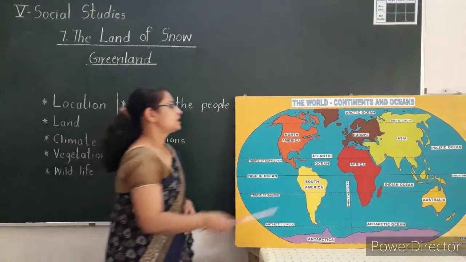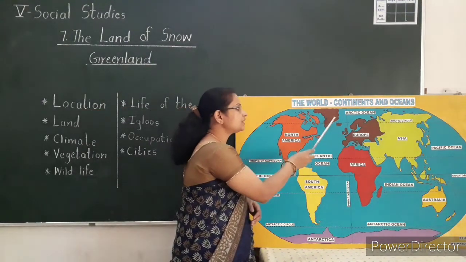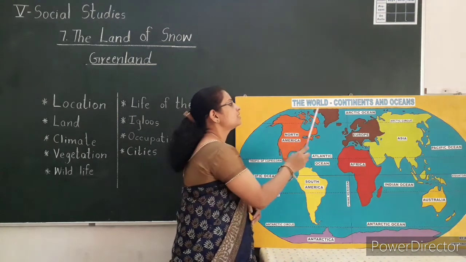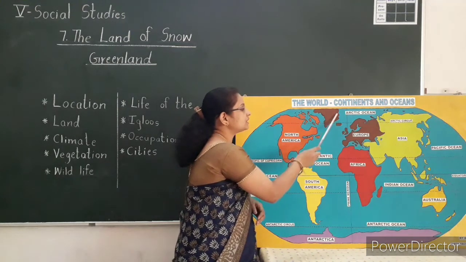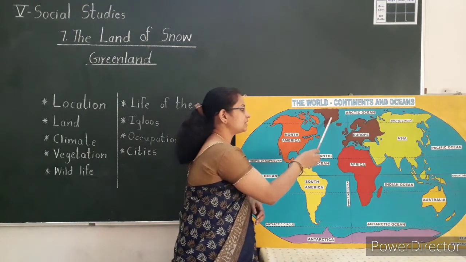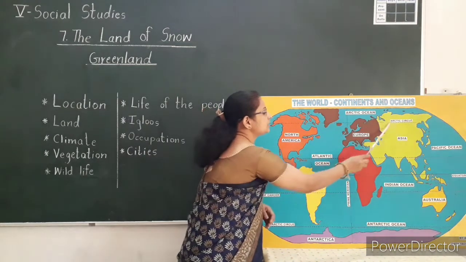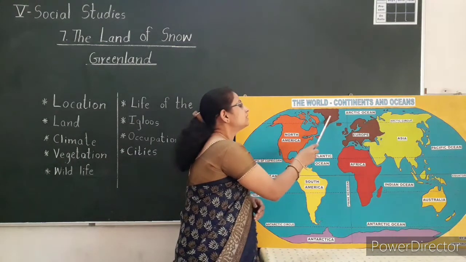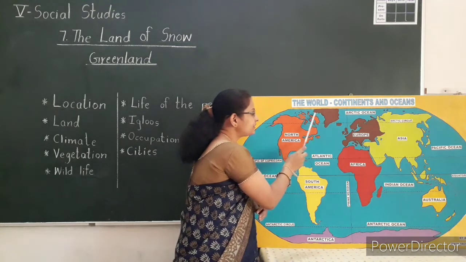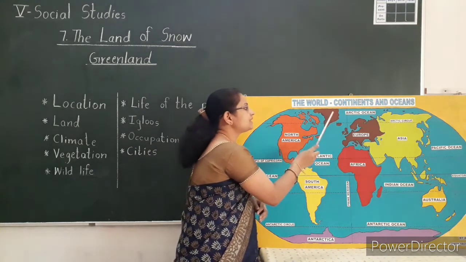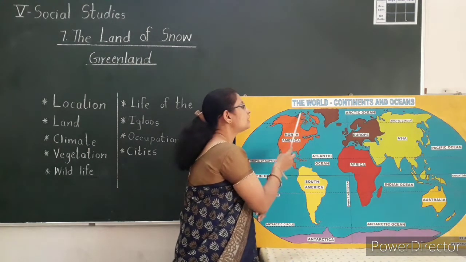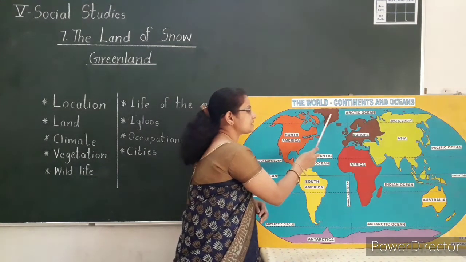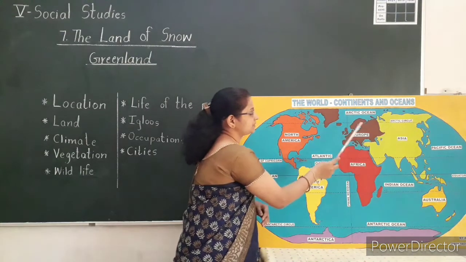Location. Greenland is located towards the northeast of North America. More than 2/3 of the island is located north of the Arctic Circle. The Baffin Bay and Davis Strait separate Greenland from the northern islands of Canada. Greenland is a part of Denmark.